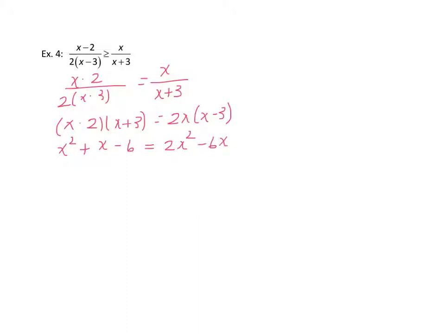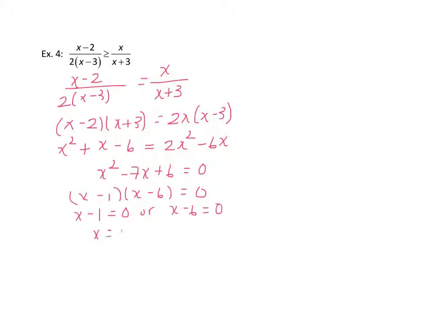To begin to solve this, we need to get all of our terms on one side since we have a quadratic term. And in doing so, we obtain x squared minus 7x plus 6 equals 0. This factors very nicely into (x minus 1) times (x minus 6) equals 0. Zero product property: we're not sure which factor equals 0, but one or both of them must in order for the product to equal 0. So we set x minus 1 equal to 0, also x minus 6 equal to 0, so x could be 1 or x could be 6.